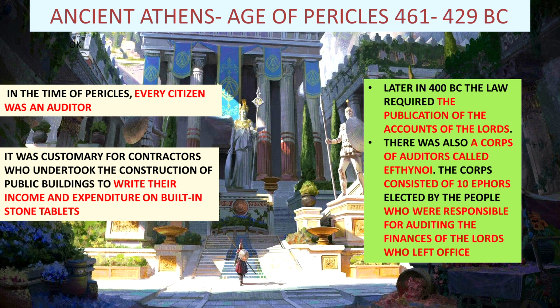There was also a corps of auditors called Euthyni. The corps consisted of 10 ephors elected by the people who were responsible for auditing the finance of the lords who left office.